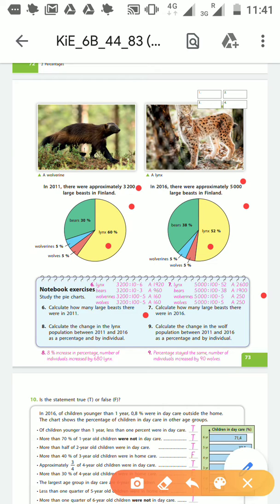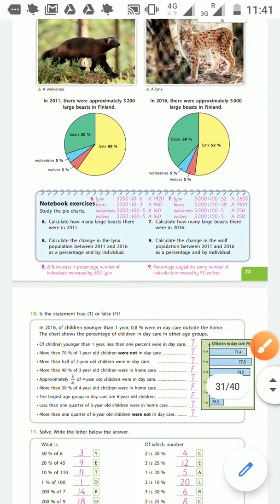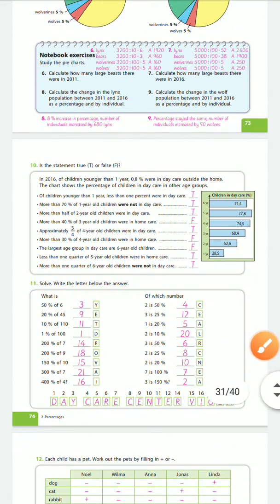Then calculate the change in the wolf population between 2011 and 2016. So you look at the difference between the wolf population over here and the wolf population over here and work out the difference. So that's it for that question. Next one's a true or false question.